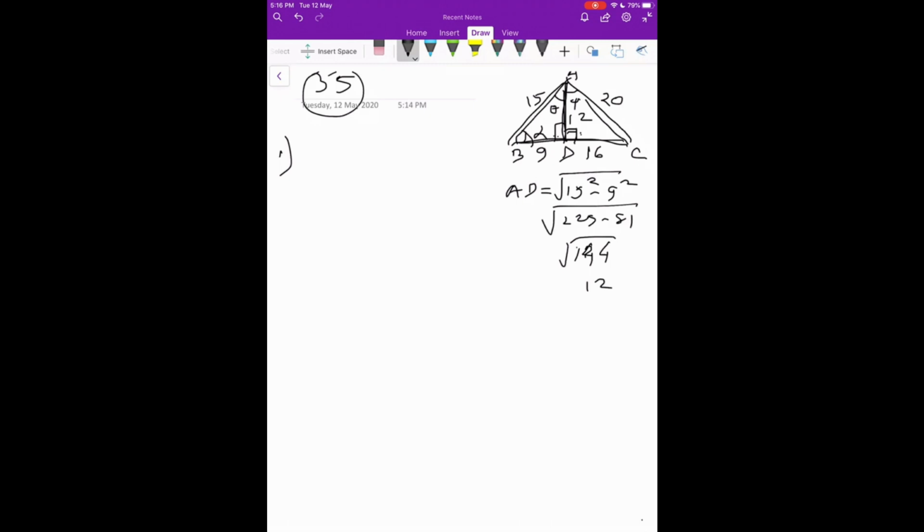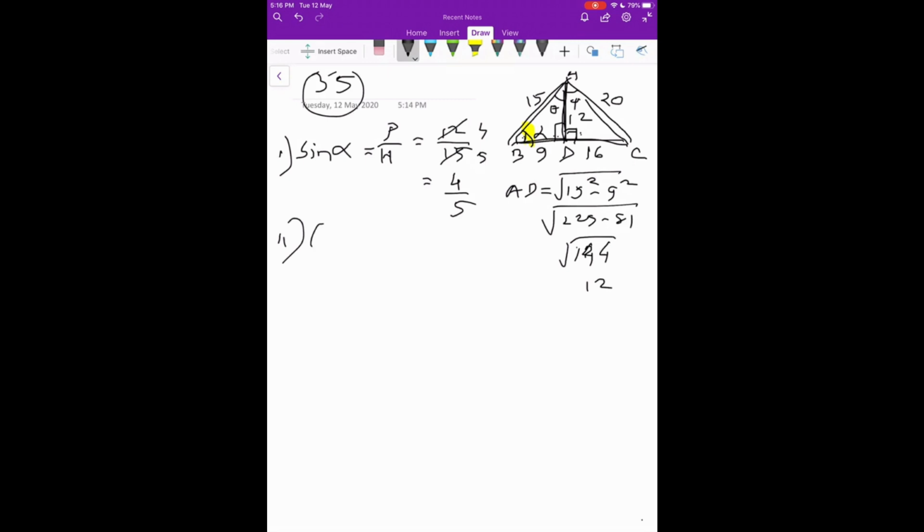Now I think we can solve all the questions. Question number 1 is what is sine alpha. Sine alpha is perpendicular by hypotenuse. Here is alpha. For alpha, the perpendicular is 12, so 12 is here, and hypotenuse is 15. If you cancel 3 4s and 3 5s, your answer for this is 4 by 5.